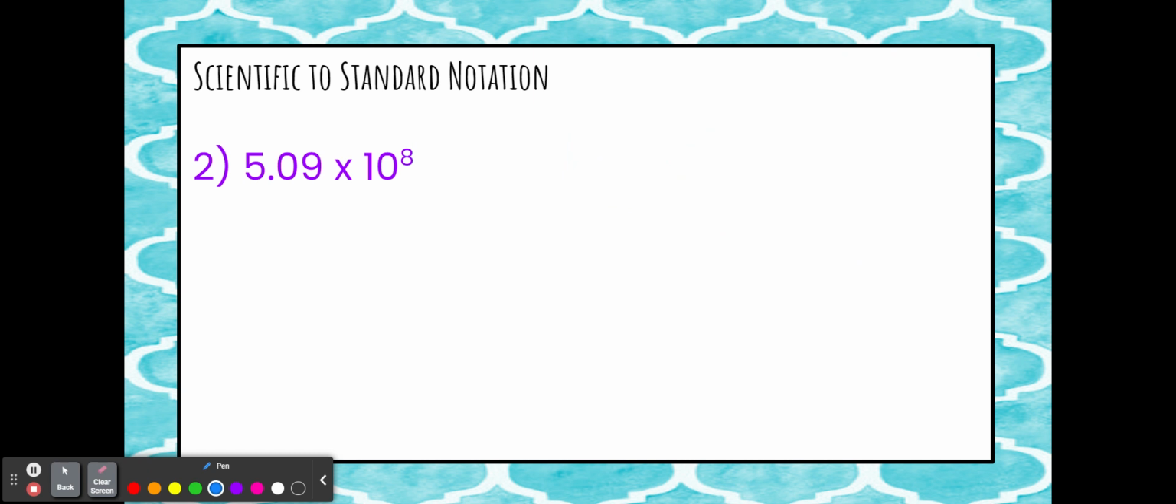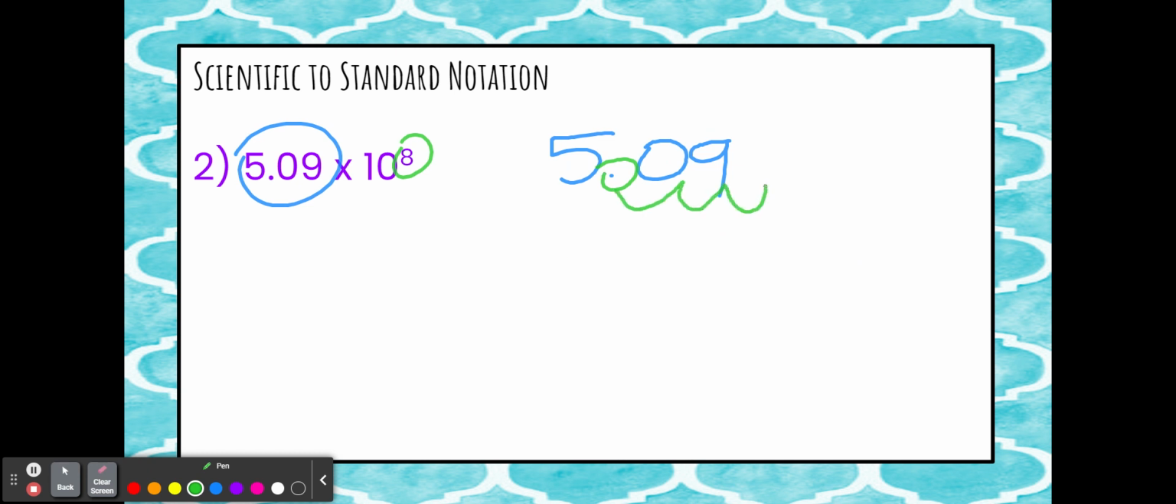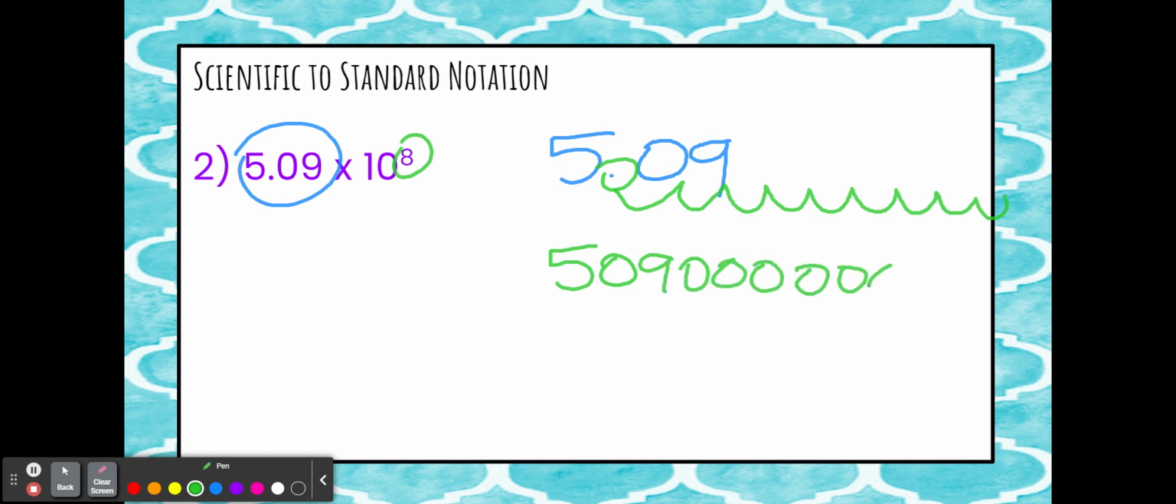Okay, we're going to try that again. Feel free to pause and try it on your own. 5.09. We're going to take our decimal and move it 8 times to the right. 1, 2, 3, 4, 5, 6, 7, 8. That means that we added a total of 6 zeros. So 5, 0, 9, 1, 2, 3, 4, 5, 6. Our decimal's now at the end. We're going to add in our commas to be able to read the number correctly, 509 million.